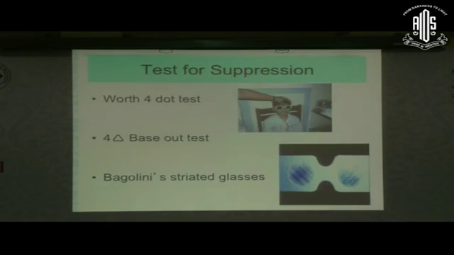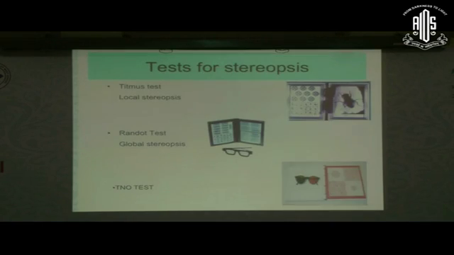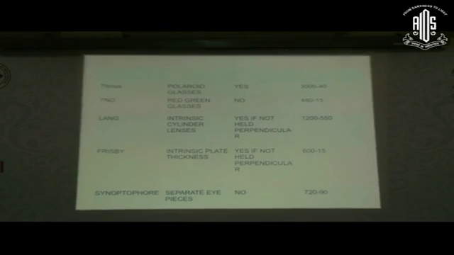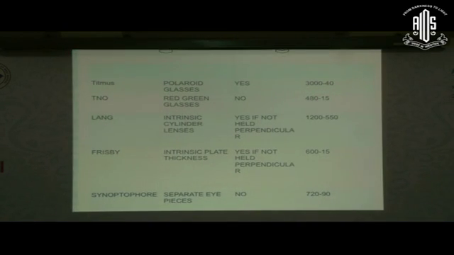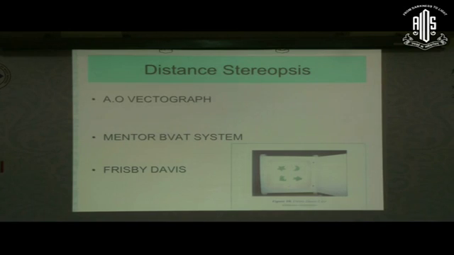So tests for suppression can be the Worth 4-dot test, 4-prism base-out test, or Bagolini striated glasses. How many of you have used any one of these? All the others are welcome to Sankara Nethralaya. Okay. Tests for stereopsis can be Titmus, Randot, or a TNO. Some of them require glasses, some of them require red-green goggles, and some don't require anything. There are many, many stereo tests, okay? Distance stereopsis is something we don't routinely measure, but it is invaluable in management of intermittent exotropias.